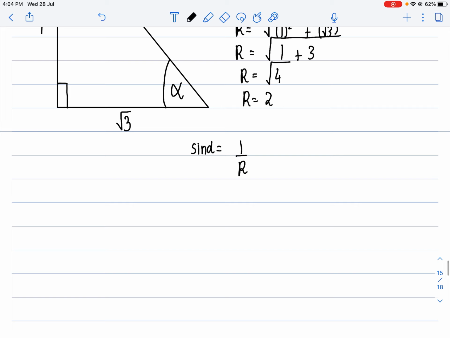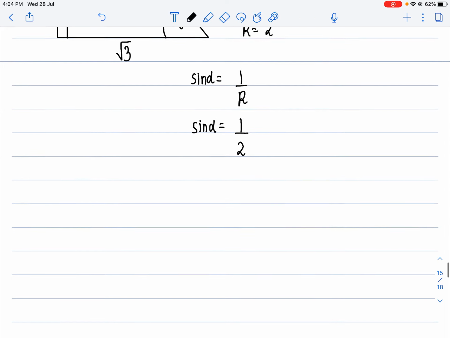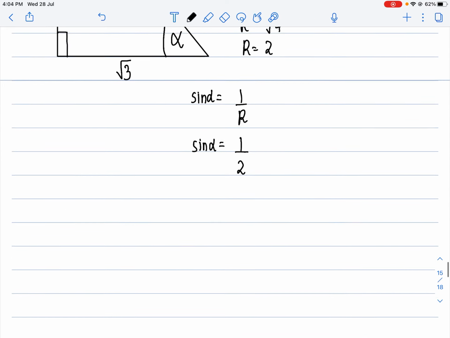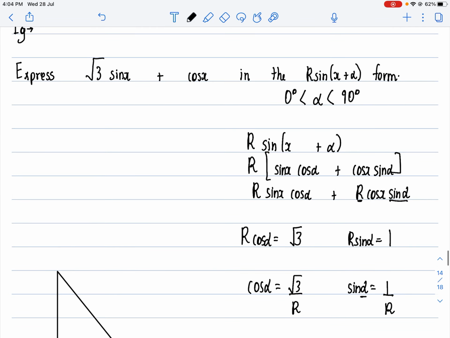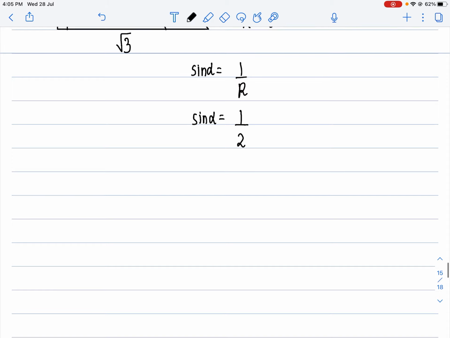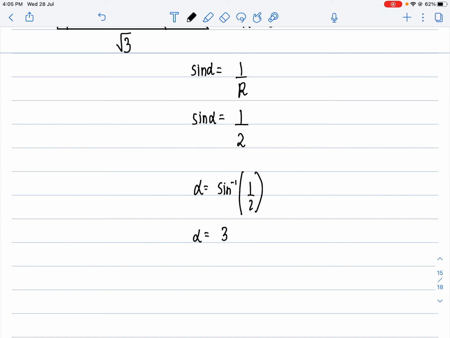Now I can write this as sin alpha equal to 1 over 2, because I know r is 2, correct? So now make sure you're in the degree mode, because you have degrees. So you simply need to do shift mode and 3. So now you get alpha equal to the sine inverse of half, correct? The sine inverse of half is basically 30 degrees, which is the alpha value.